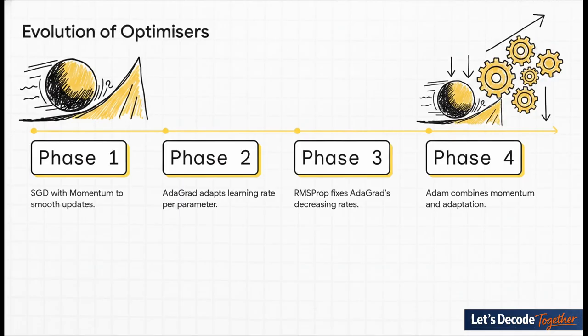But the ultimate evolution here? That's Adam, Adaptive Momentum Estimation. Adam is the undisputed industry standard right now. It combines the momentum of that rolling ball with the smart, per-parameter adaptation of RMSProp. It requires minimal tuning, it's incredibly robust, and honestly, it works flawlessly out of the box for most problems.